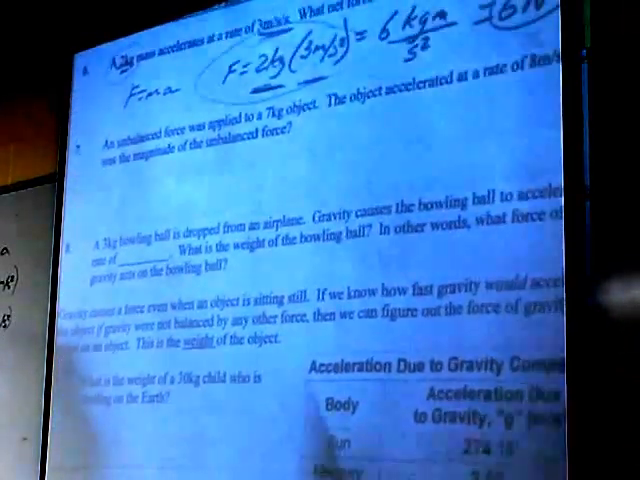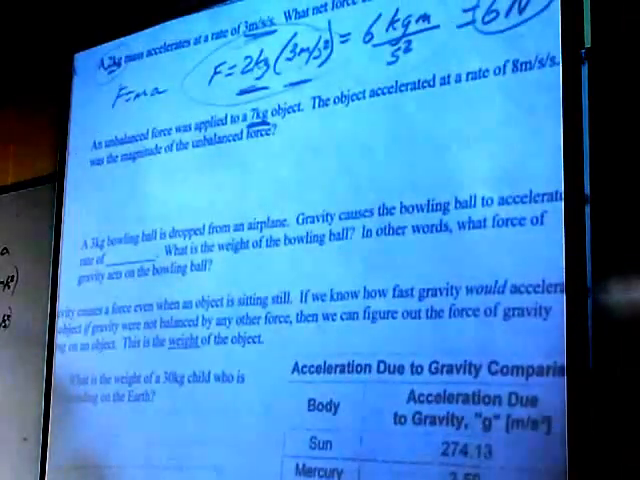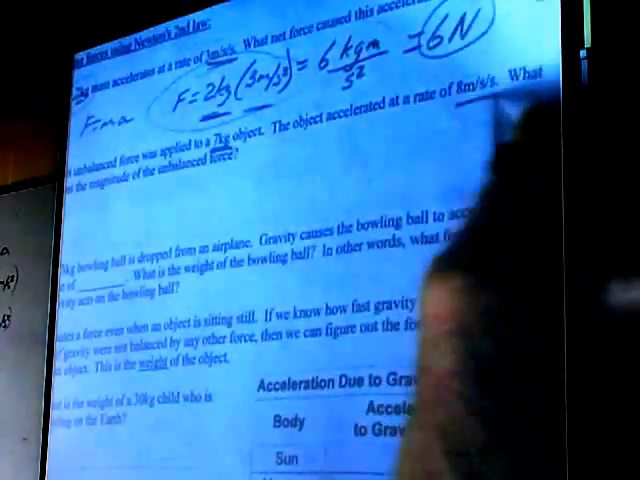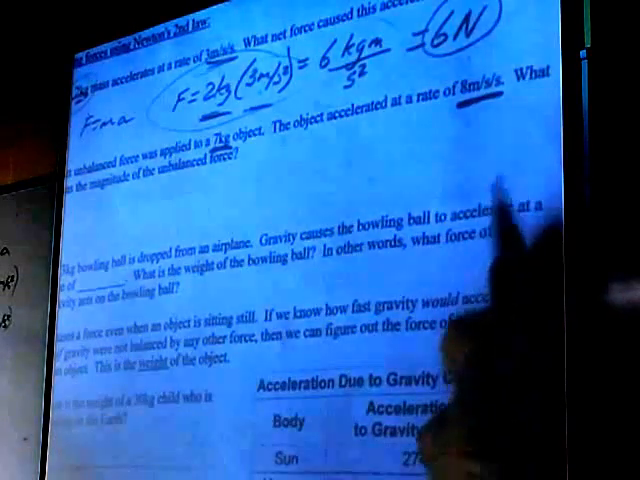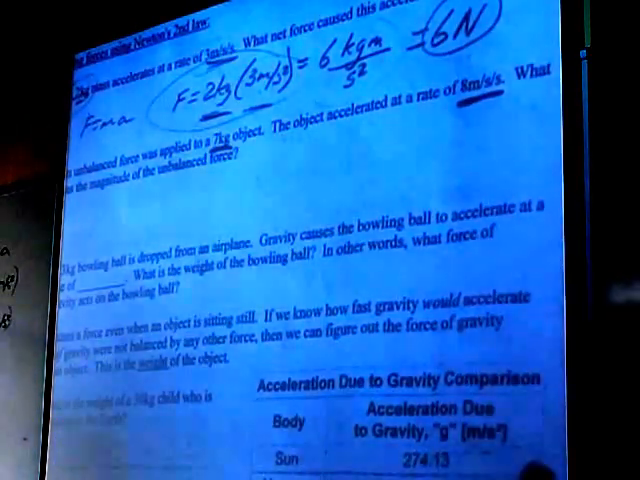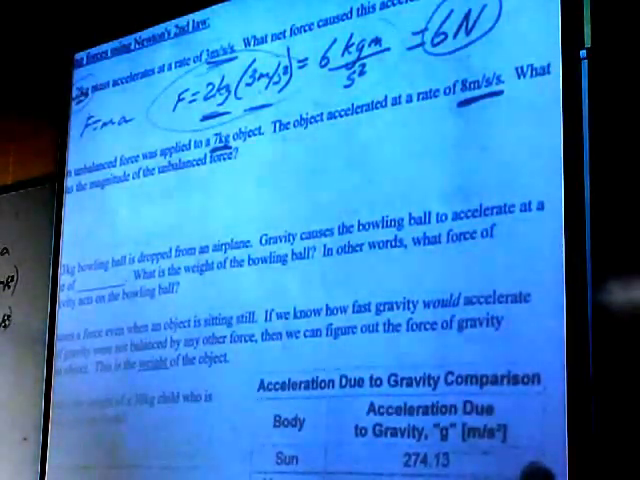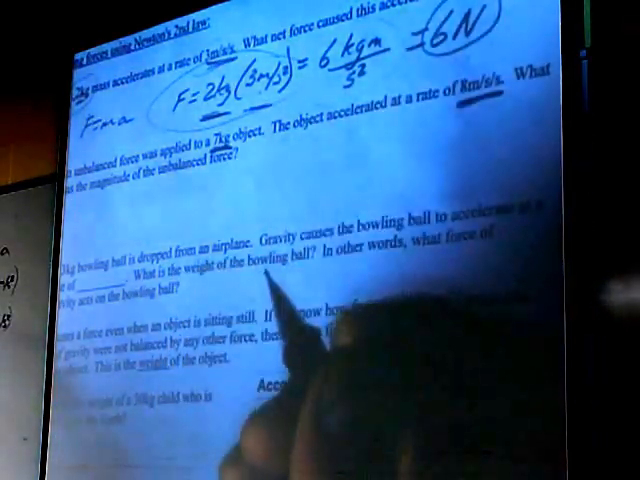So number 7, you've got an unbalanced force acting on a 7 kilogram object, and it's causing that object to accelerate at a rate of 8 meters per second squared. Somebody blurt out, what's the force acting on the object? Somebody say 56? 56. Yeah, the force equals the mass times the acceleration, and you get 56, and the units are newtons.